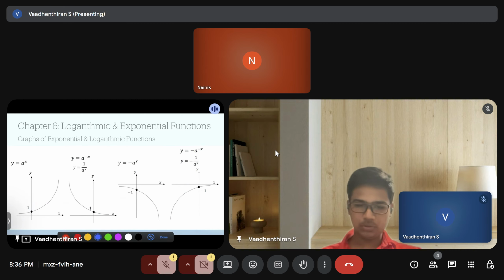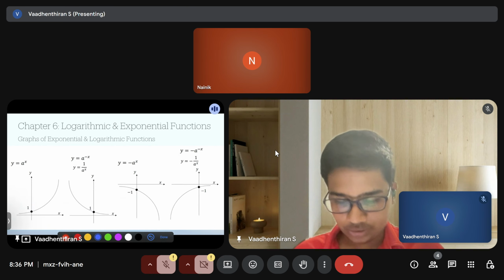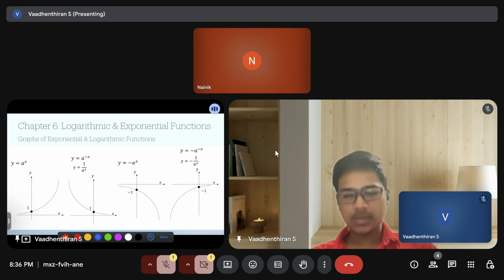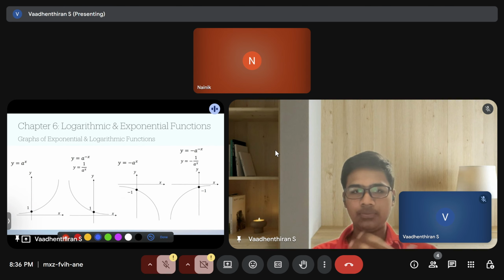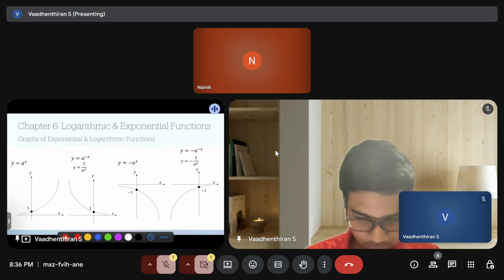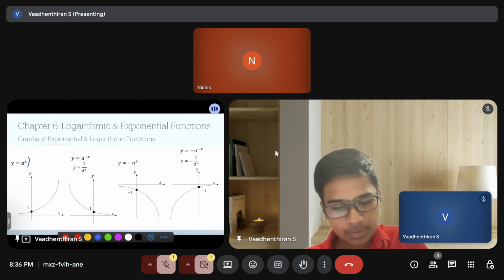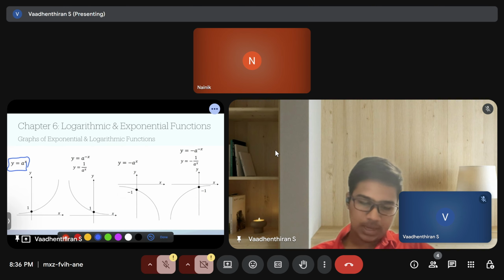Okay, now we move on to the graphs of exponential and logarithmic functions. So these are the basic shapes of the graphs you need to remember before going on to the complex problems. So y equals a to the power x is a basic exponential graph. The y-intercept will be 1, and then you just draw it. You understood this graph, right?